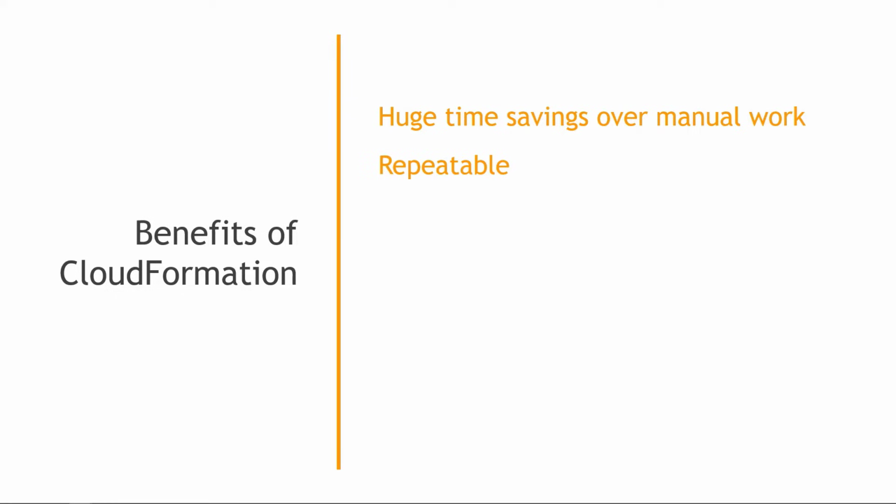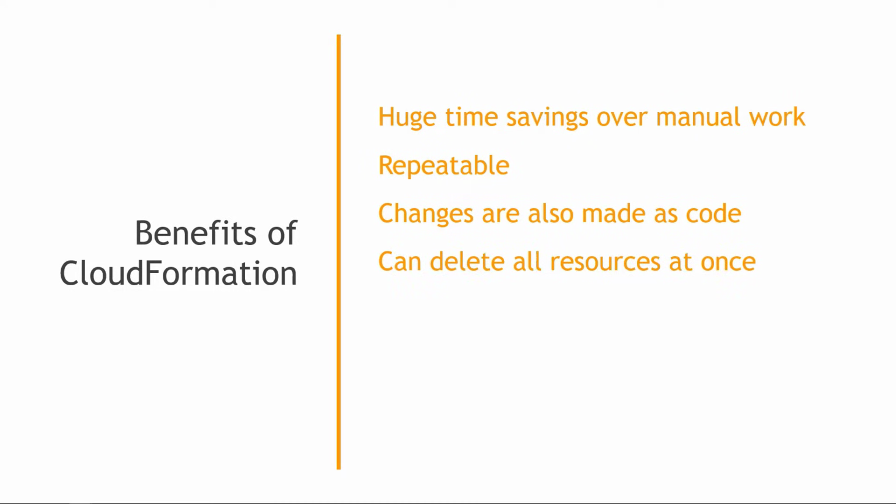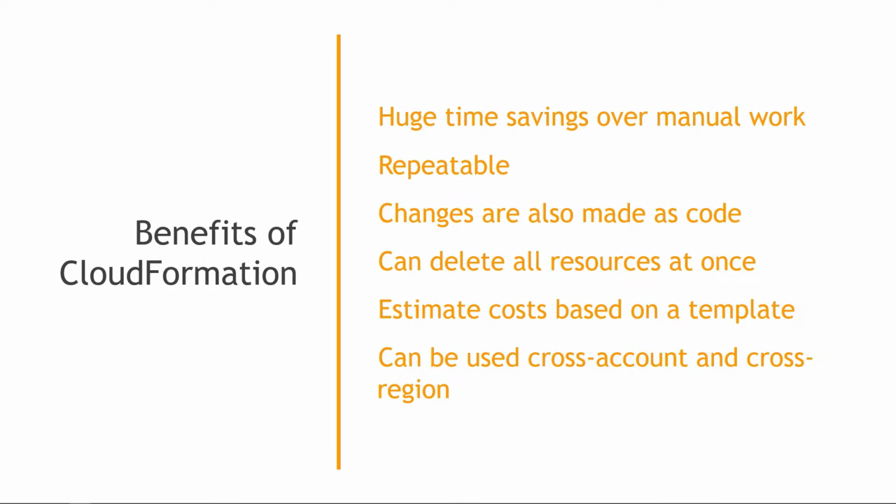It's repeatable. You run a template in a development environment, let's say, and then you can run that same template in a test environment and know that you're going to get exactly the same infrastructure and resources with exactly the same configuration. Changes can also be made in code, so it's easy to track what changed. You can even check the templates into source control, just like you would any other code, so you can track changes that way as well. Also, you can tear down all the resources at once with a click of a button. You can get more accurate estimates of what things will cost by simply using the CloudFormation template. This is pretty huge. And finally, you can use CloudFormation to deploy across accounts and across regions.